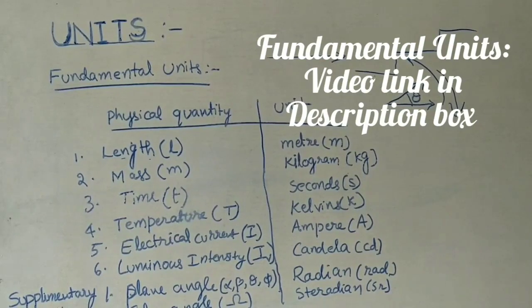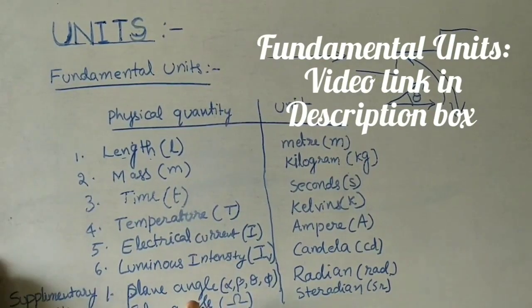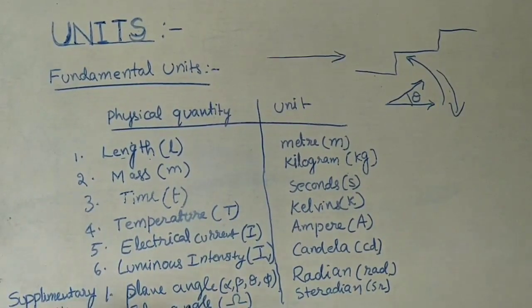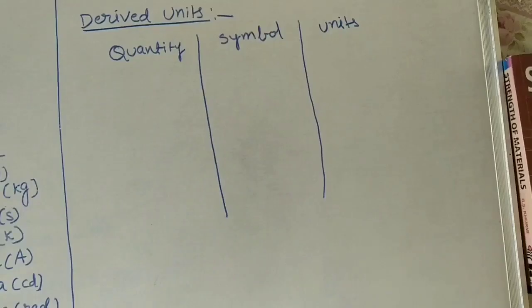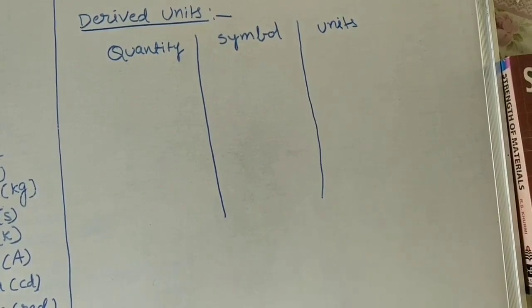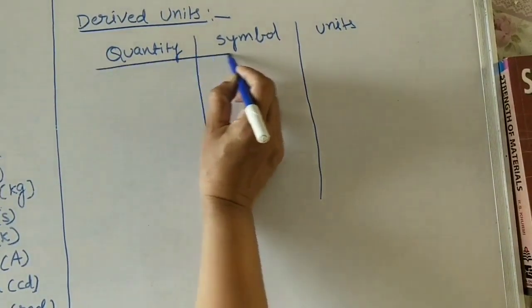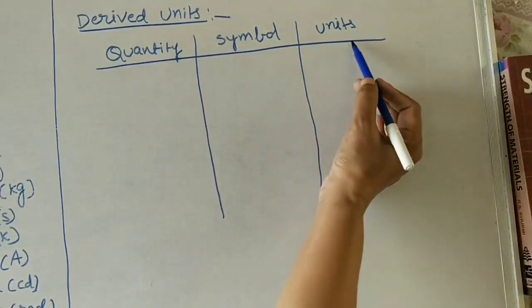So these are the fundamental units. Now we are taking these fundamental units for deriving the other units, meaning in formulas we are using. So those formula units are called derived units. Now take the derived units. I have written here quantity, which symbol we are using for that one, and what are the units.